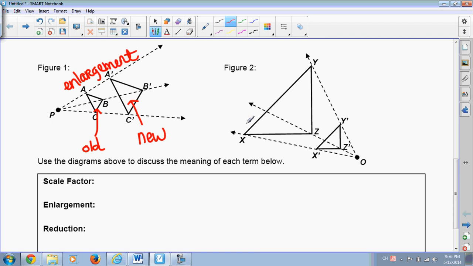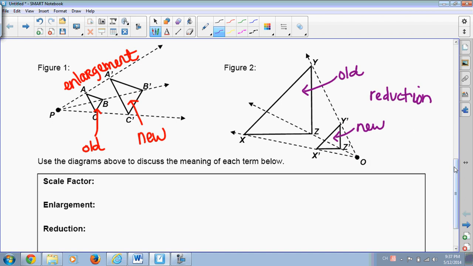Okay, let's look at the second figure. Triangle XYZ is the larger triangle, so this would be the old one. And the one with the primes, triangle X prime, Y prime, Z prime, is the new triangle. So this is an example of a reduction. So when something gets bigger, it's an enlargement, and when it gets smaller, it's a reduction.